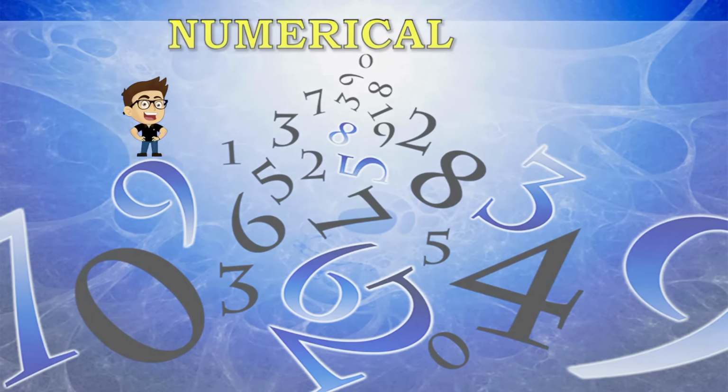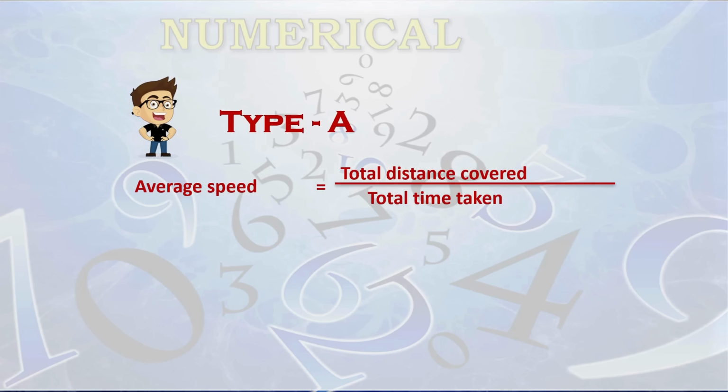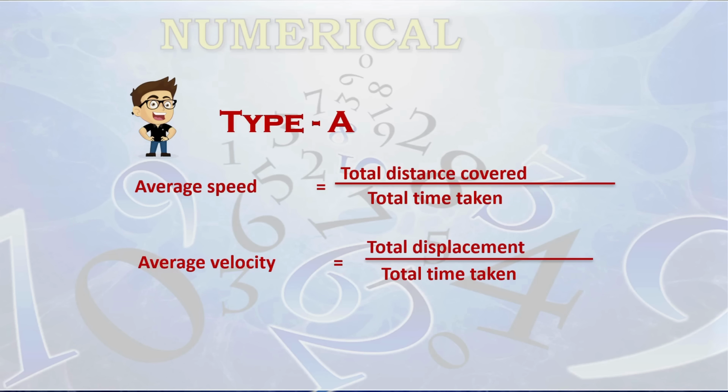Let us begin with type A numerical problems based on average speed and average velocity. Before solving the question, let us quickly recall the formulas. Average speed is defined as the total distance covered divided by the total time taken. In this case, we consider the entire path traveled by the object, regardless of the direction. Now let us look at average velocity. Average velocity is defined as the total displacement divided by the total time taken.